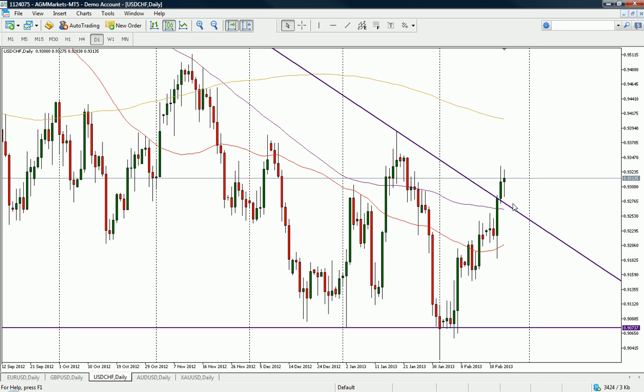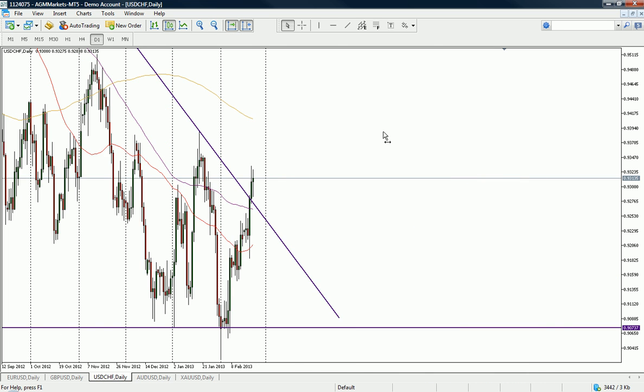So if we do get any further sell-off, if it starts to retrace, then we'd not be surprised to see this trend line resistance act as a nice support level. But that's the key focus really.